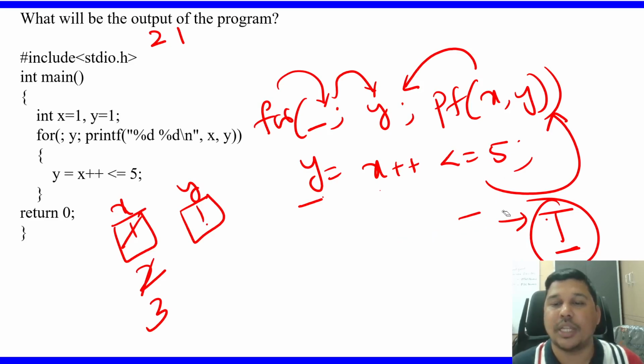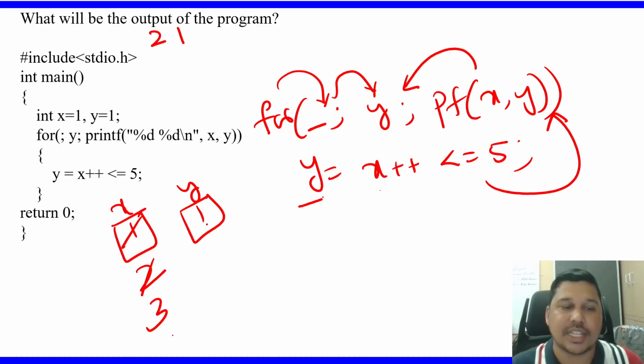From here, go back to the increment decrement part. In the increment decrement part, I have printf x y. So what is the x value? 3, y value is 1, no change, so it will print 3, 1. From here, come back to the condition.